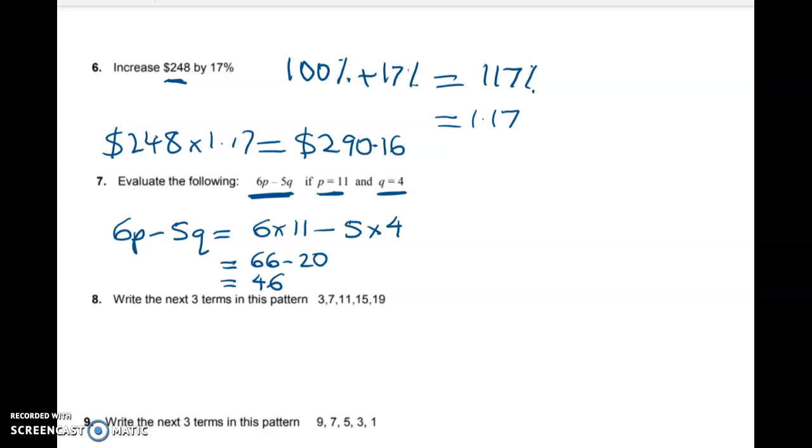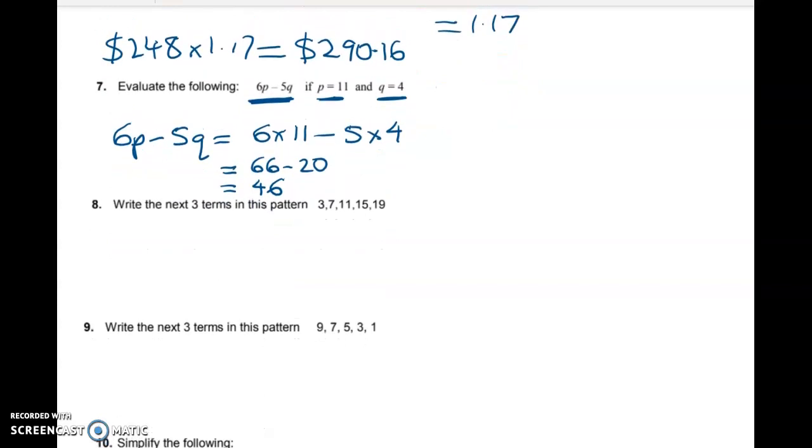Right, the next two questions are pretty straightforward. That's why they're unistructural. We're just asked to take a pattern and to write the next 3 terms in it. And both of these two here are linear patterns, right? The increase from one term to the next is not changing. So we can see with this one that it's going up in 4s. So the next 3 terms are 23, 27, and 31.